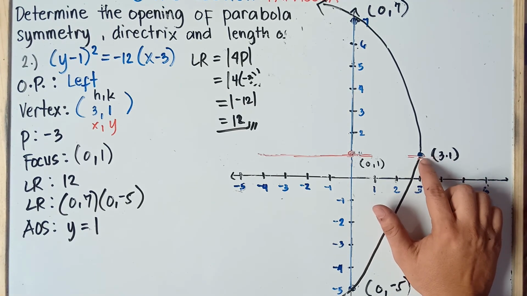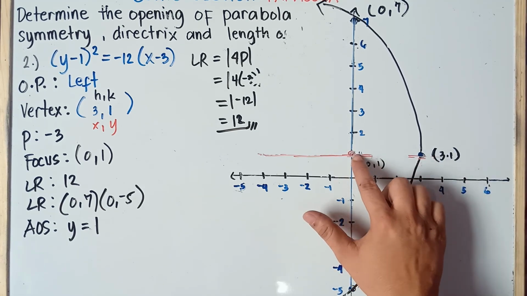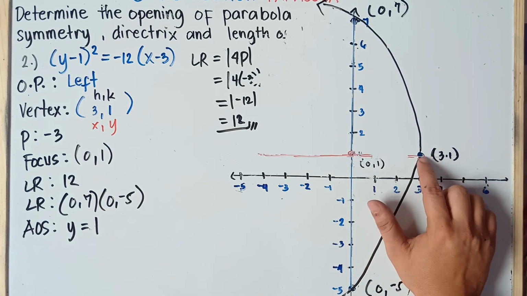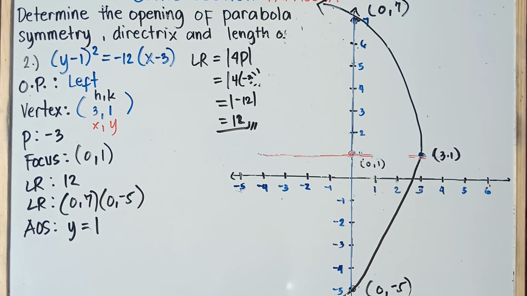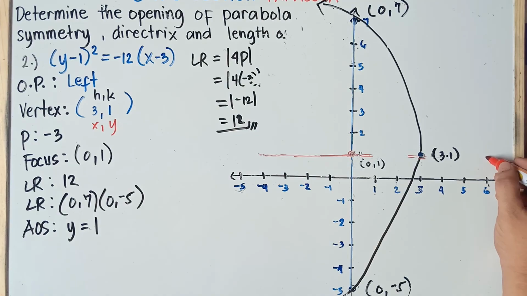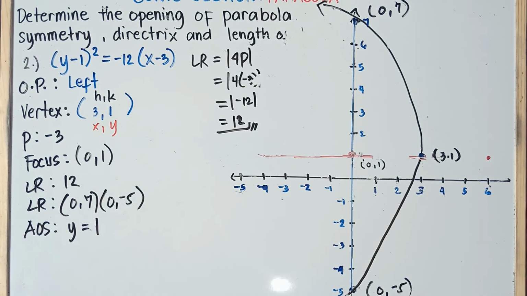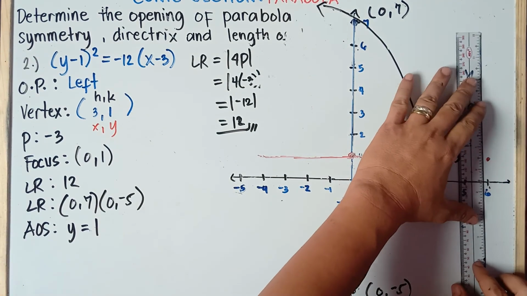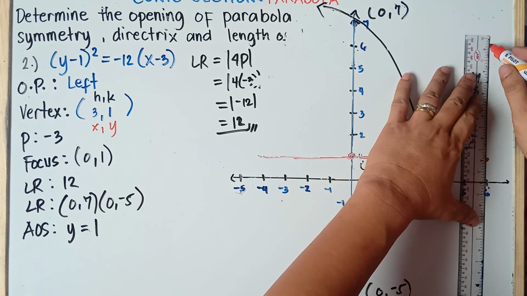Once again, to get the focus starting from the vertex, you move 3 units to the left. 1, 2, 3. To get the directrix starting from the vertex, in the opposite direction, you move 3 units to the right. 1, 2, 3. That's it, class. This will be your directrix. Now, the directrix, class, is actually a line. So, you draw a line, class.